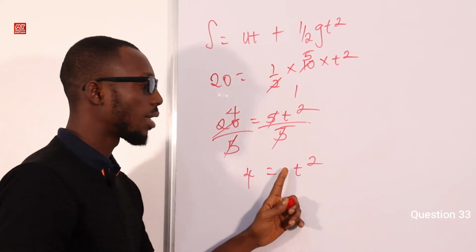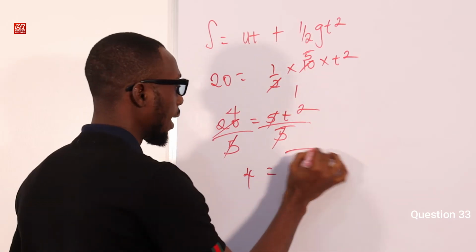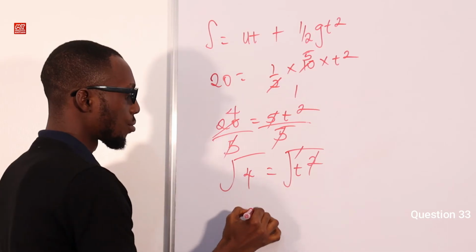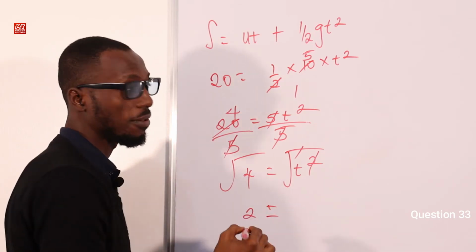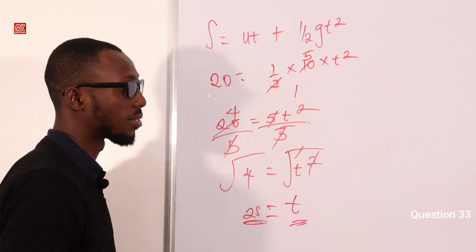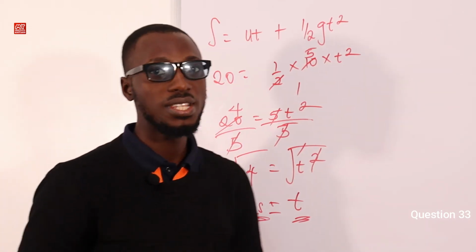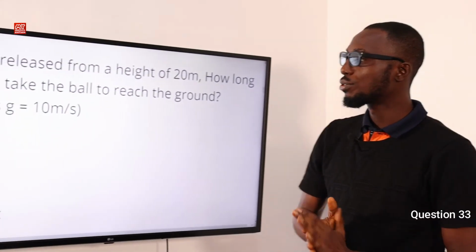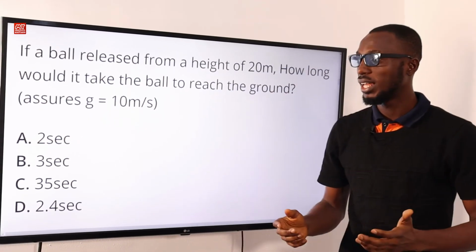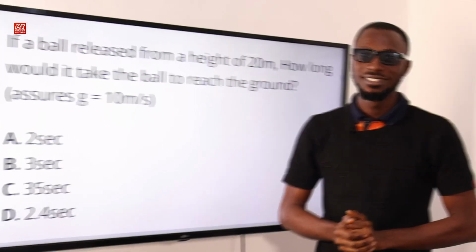So we have to eliminate the square and get the value for t. So t equals, remember the square root of 4 is 2. So t equals 2, that is 2 seconds. So let's go back to the screen to point out the correct option. So look through the options provided and you'll find 2 seconds in option A. So option A is very correct.